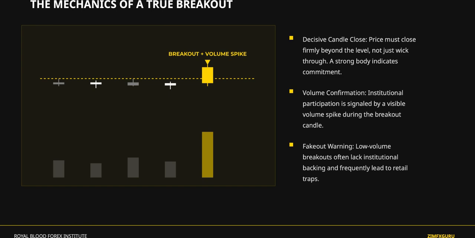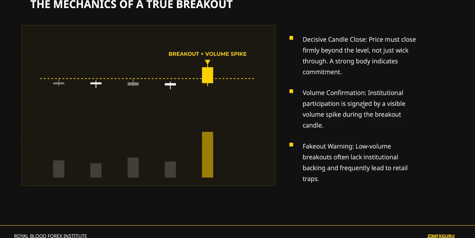And then the mechanics of a true breakout. So a breakout plus a volume spike is actually a good starting point. On the candle close, price must close firmly beyond the level, not just a weak wick through; a strong body indicates commitment. We don't want to rely on wicks, because a wick can just be a liquidity grab. So you need a decisive candle close with a body, not just a wick like that. If you look right here, this is a candle body. Let us say it closed and held.